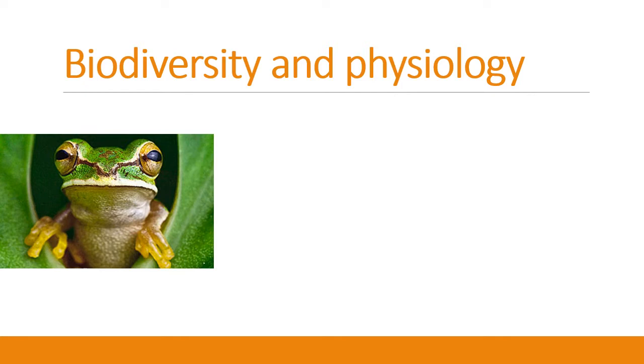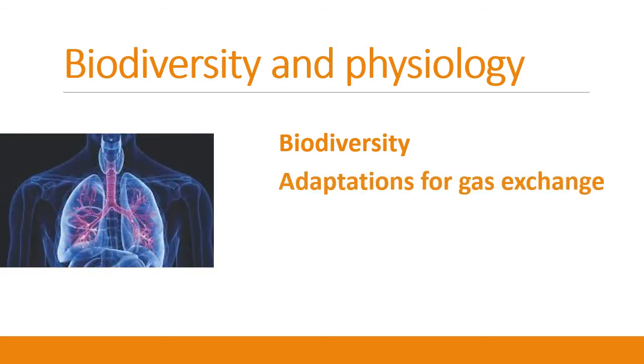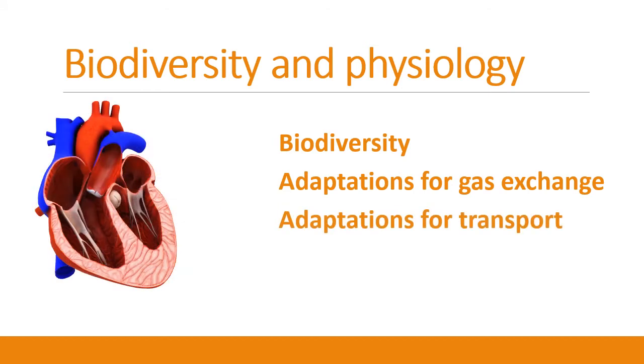Next, we move on to biodiversity and physiology. In the topic on biodiversity, we survey the range of living organisms, their features, and their role in the environment. Then we look at the range of body systems and how they work. We will take an in-depth look at the breathing system, the heart and circulation, the digestive system.